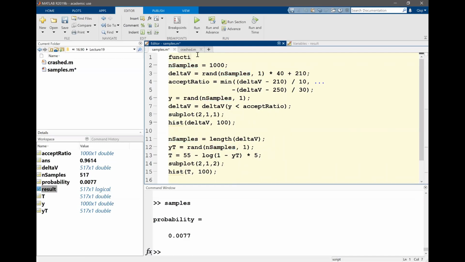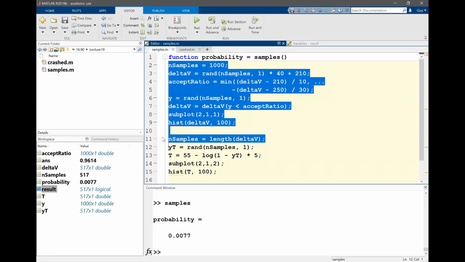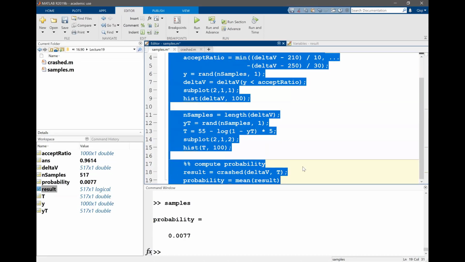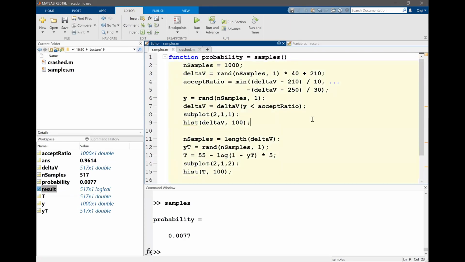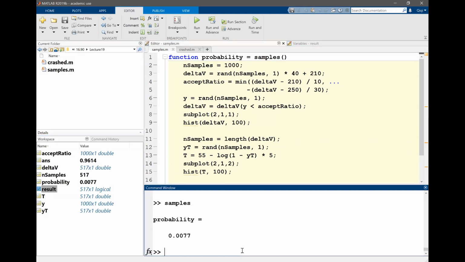So we are going to wrap our sampling procedure as a function, right? So we are going to be returning a probability is equal to samples. Essentially, we are going to be turning this whole thing into a function. And we're going to perform this function many times.